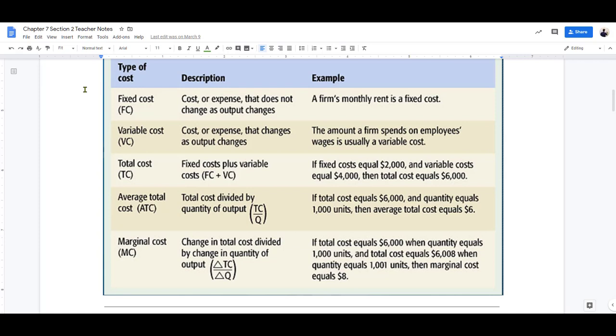The example that it provides is if your total cost was $6,000 and your quantity was 1,000, you would take 6,000 divided by 1,000, and that gives you your average total cost. Now to figure out your marginal cost, if the total cost changes to 6,008 because you've increased your quantity to 1,001, the difference is 8 for 1 more unit. So you look at what is the difference between the two.